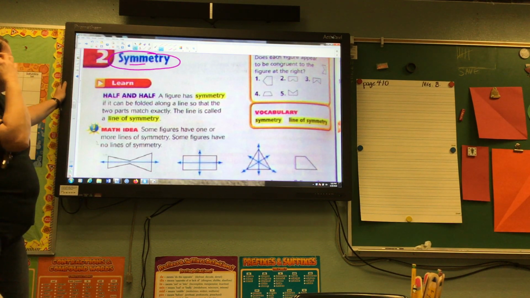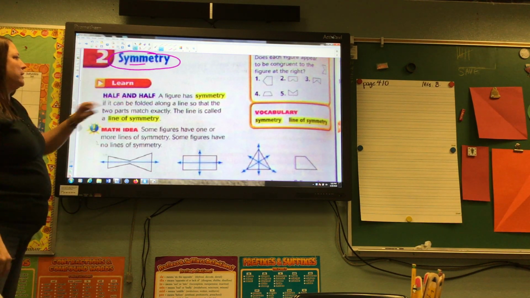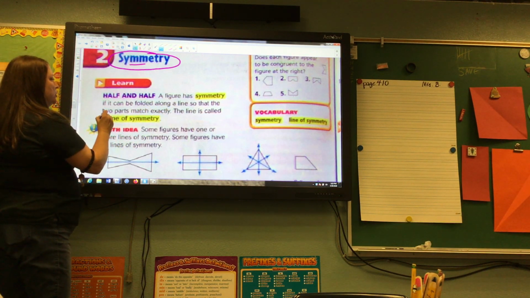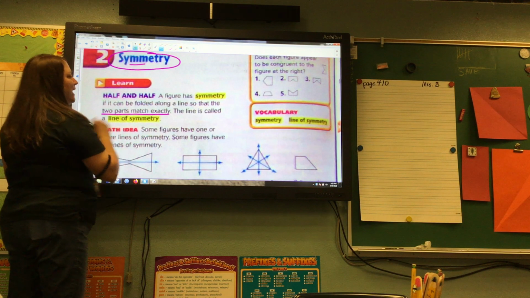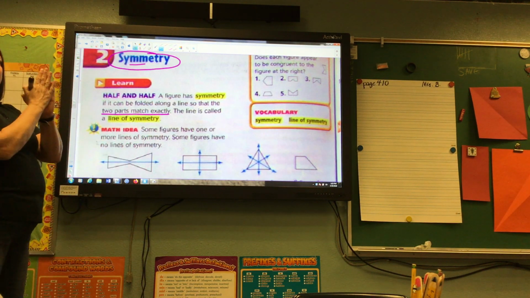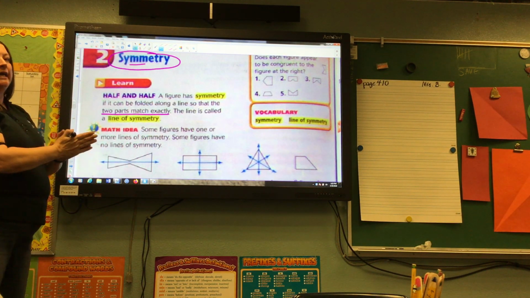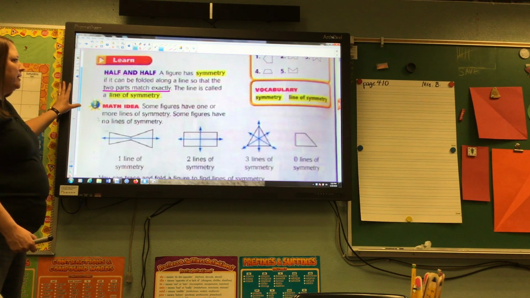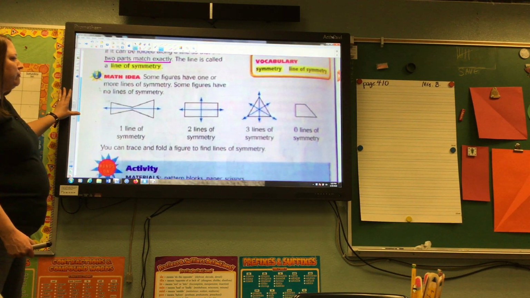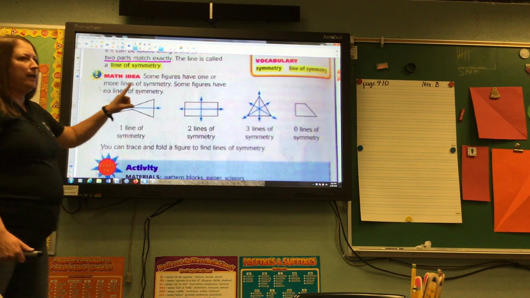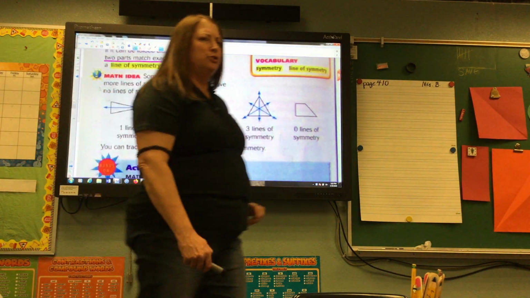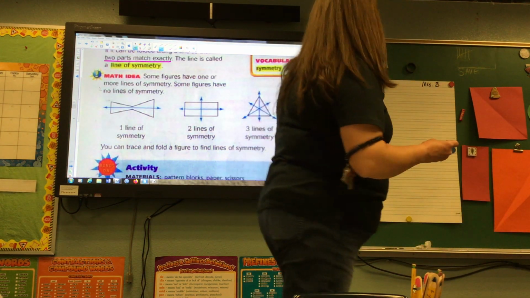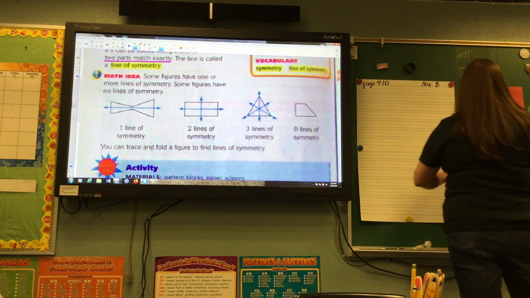Now, it says, half and half, a figure has symmetry if it can be folded along the line so that the two parts match exactly. The line is called a line of symmetry. Before we start looking at these shapes, I cut out some shapes, and I want you guys to see what I mean about a line of symmetry.